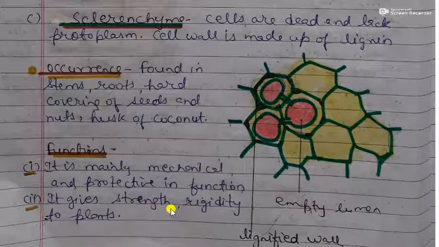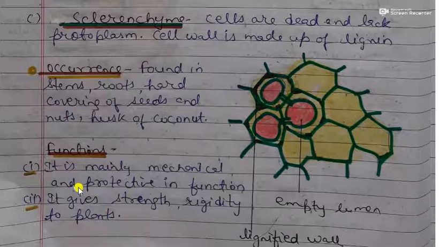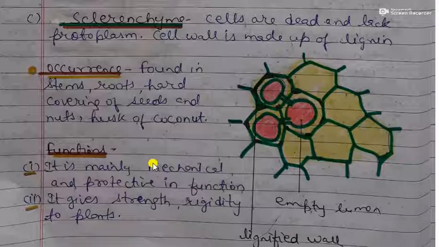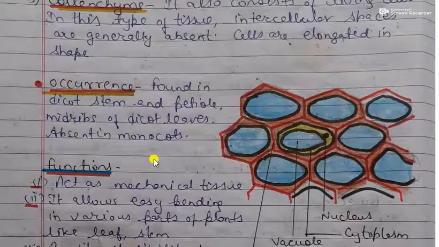It gives strength and rigidity to the plants. Some parts of the plants are very hard, like the covering of seeds. It is due to the presence of sclerenchyma in those plant parts. So students, this was all about the simple permanent tissue.